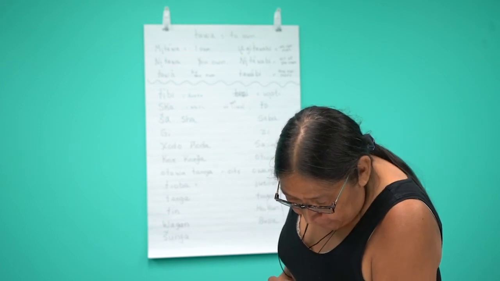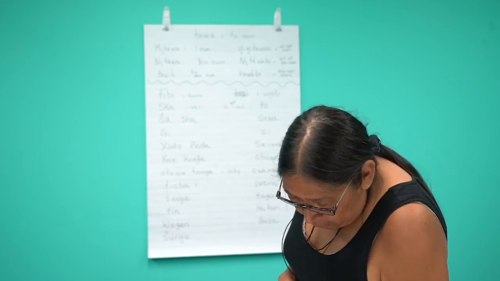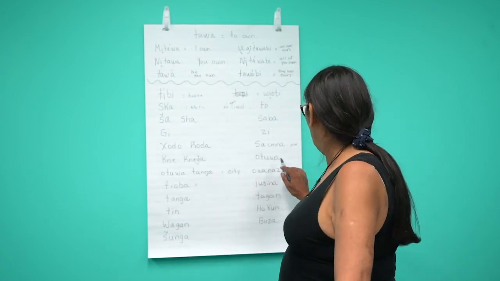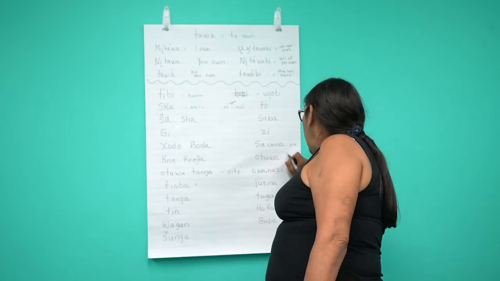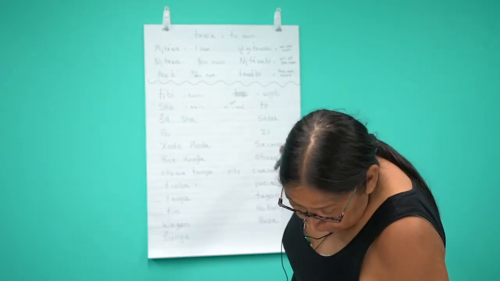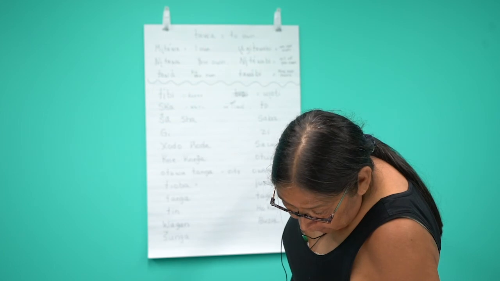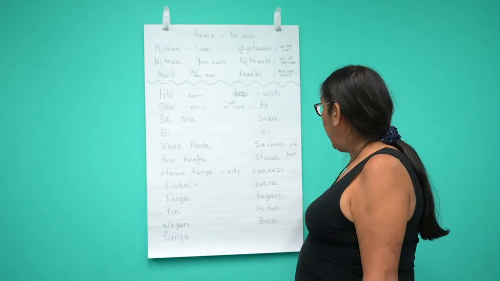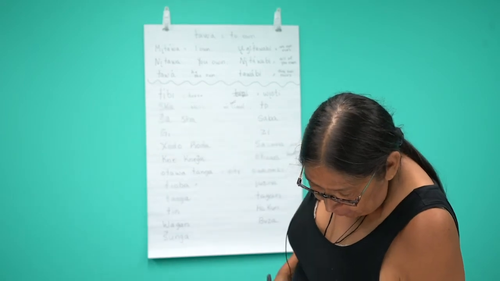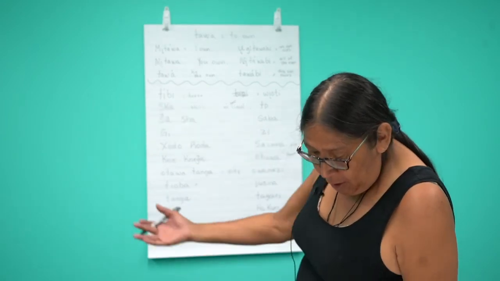My mother lives in town. Ina Otua. Where is that Otua? Otua, town. Ina Otua ekta ti. My mother lives in town. Ekta. She lives there.